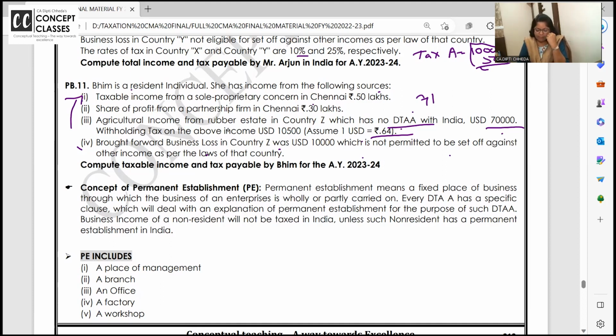5 minutes time. 50 lakhs में से ये share of profit तो it is exempt. Brought forward loss you can set off. And agricultural income is of course taxable in India, but it will be taxable from income from other sources. ठीक है? करो. I'm also doing it. You do it faster than me.